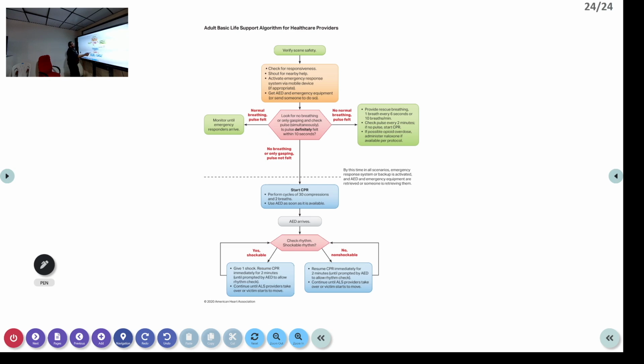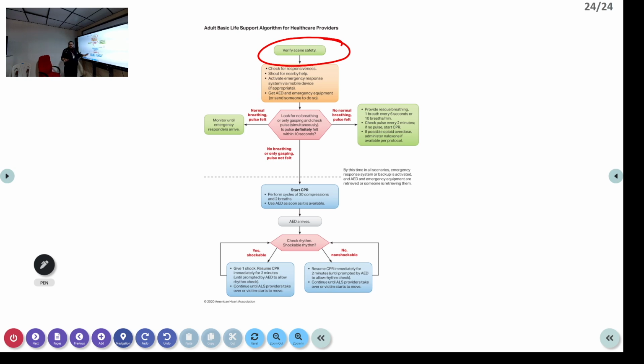First of all, as I showed, verify scene safety and check for response, shout for help and activate the emergency system. Get an AED. If you have an AED, you get an AED and you see what? Look for breathing or gasping or do a pulse check. At this point of time, you can have 3 possibilities.